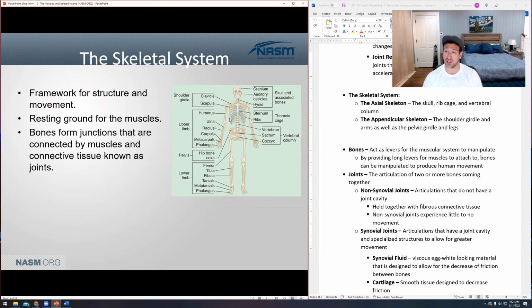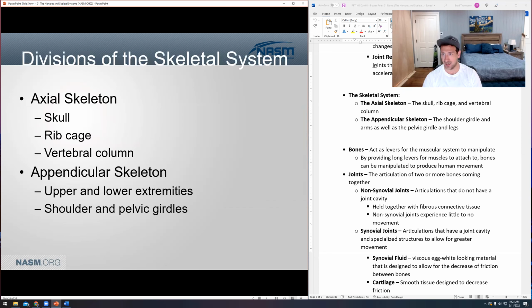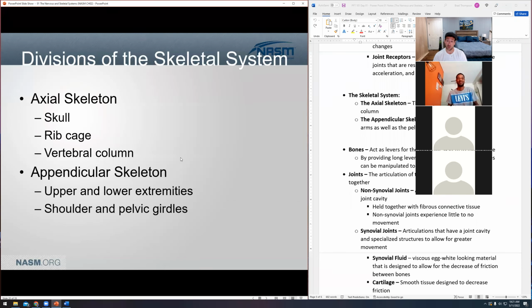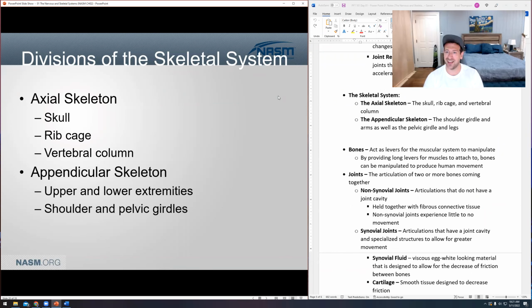So we are going to see that it is our framework. It also gives our muscular system something to manipulate, something to move around. Without our skeletal system, we would just be this squishy sack laying on the ground, we'd be a jellyfish, which is great if we're underwater. But I don't relish the idea of being wet all day.